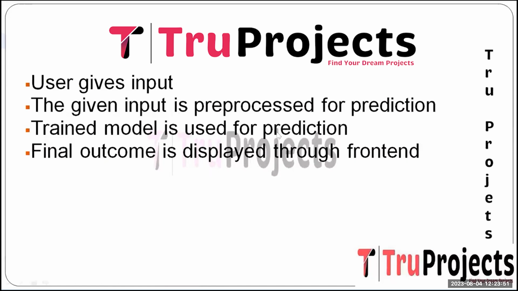And the next one is the trained model is used for the prediction. The pre-processed input data is fed into the trained model, which will be used to predict the result of Alzheimer's disease. And the final outcome is displayed through the front end. The final prediction outcome is displayed on the front end of the web application, providing the users with a conclusive assessment of Alzheimer's disease likelihood based on the volumetric data analysis.